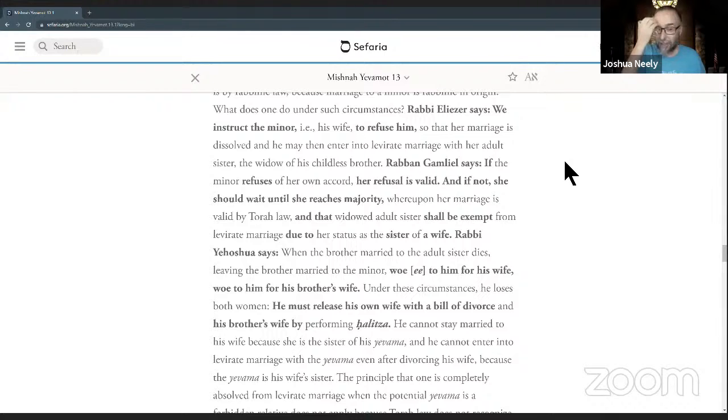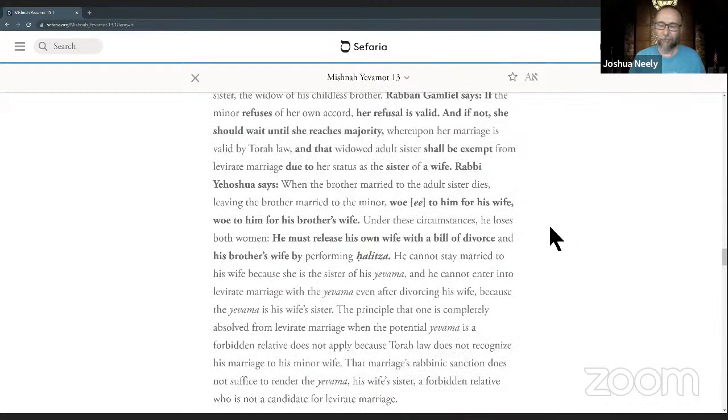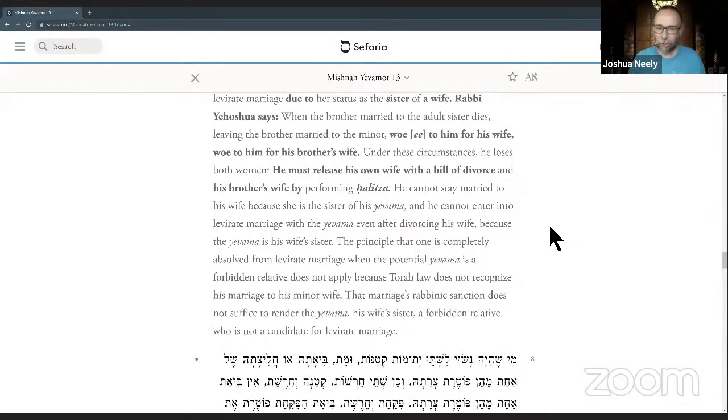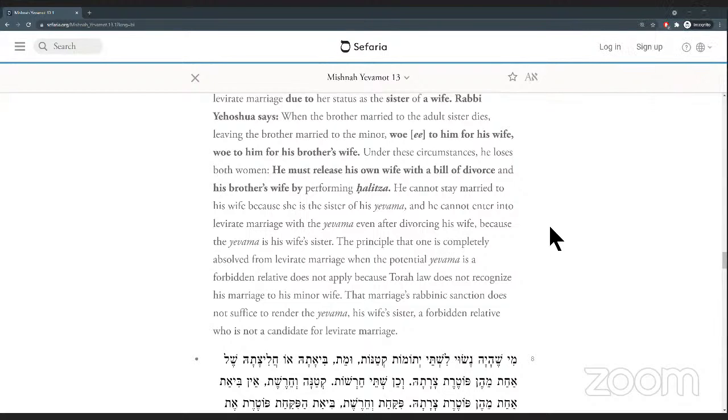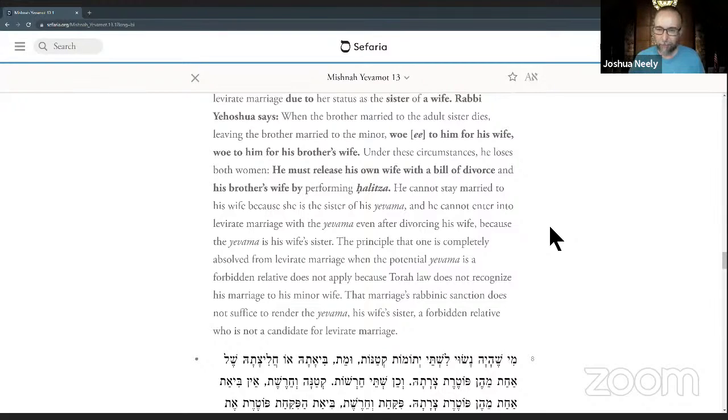And Rabbi Yoshua is going to give us a different set of situations because he's going to say, in fact, it's bad for everyone. Rabbi Yoshua says, when the brother married to the adult sister dies, leaving the brother married to the minor, woe to him for his wife, woe to him for his brother's wife, right? Under these circumstances, he loses both women.